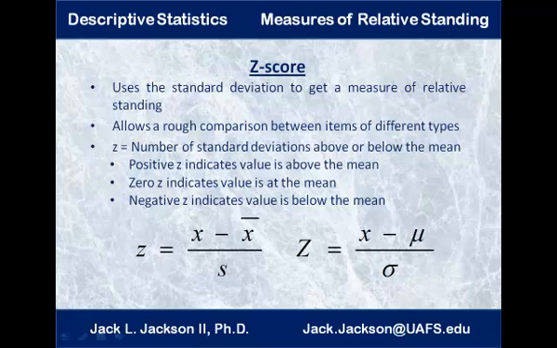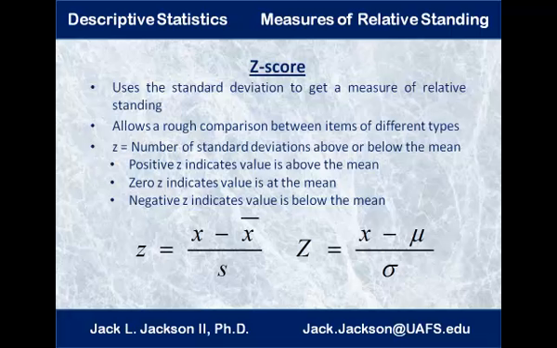So notice this leads us to the idea of a z-score. A z-score measures how many standard deviations we are above or below the mean, and this gives us a measure of relative standing. It also gives us a way to give a rough comparison between items of different types. I'll come back to that in a minute. So z is the number of standard deviations above or below the mean. A positive z indicates the value is above the mean, a 0 z indicates the value is at the mean, and a negative z indicates the value is below the mean.